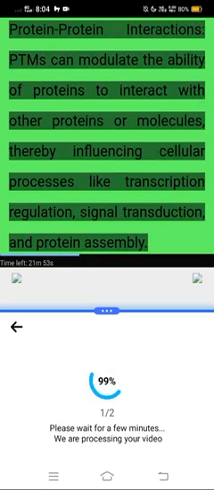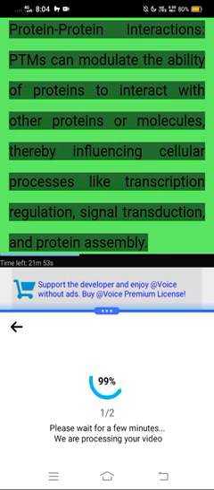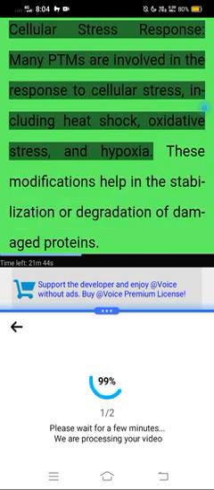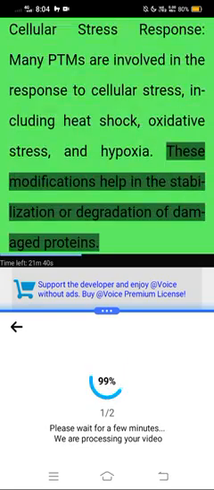Protein-protein interactions. PTMs can modulate the ability of proteins to interact with other proteins or molecules, thereby influencing cellular processes like transcription regulation, signal transduction, and protein assembly. Cellular stress response. Many PTMs are involved in the response to cellular stress, including heat shock, oxidative stress, and hypoxia. These modifications help in the stabilization or degradation of damaged proteins. Clinical relevance.